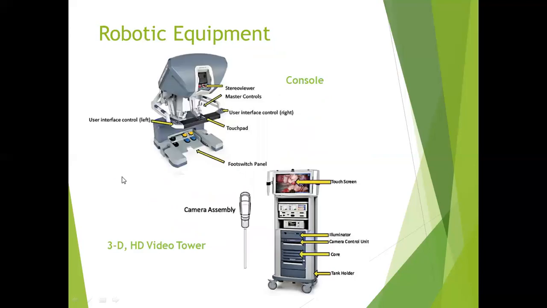Okay. So here's the robotic equipment again. You've got your console, which is where the doctor sits, and there are all the parts of the console there. So this will be, again, on Blackboard, so you can look at it. And then you've got your 3D HD video tower. Okay, and it's showing you each part of the tower. It's very similar to a tower for MIS, because you do have light sources and so on and so forth in here. There's your screen, your illuminator. It's got a different light source, just so you know, camera control, core, and tank holder. Remember, the insufflation and stuff is right there, and then your camera assembly, which we'll show you.